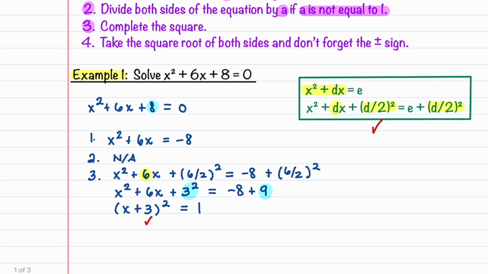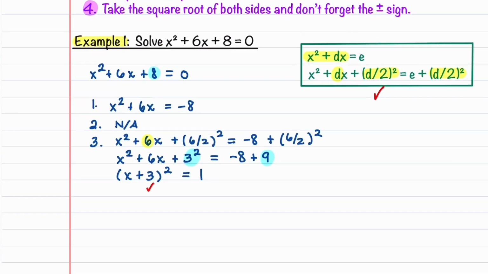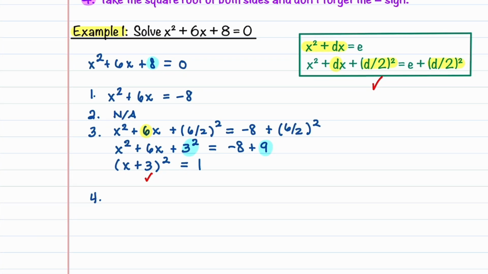Let's now go to our 4th step. I'll pull this down so we can see it. Our 4th step says to take the square root of both sides and not forget the plus or minus sign. Let's go ahead and do that. We'll write down the 4th step is to take the square root. So we have the square root of what's on the left, x plus 3 quantity squared, and the square root of 1 on the right. On the left, this is just x plus 3. And then on the right, the square root of 1 is plus or minus 1. That's where we have to not forget the plus or minus sign.